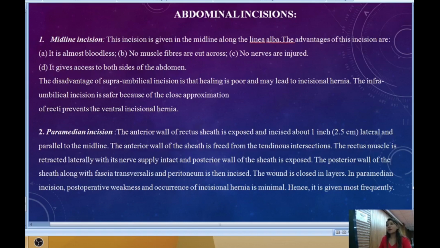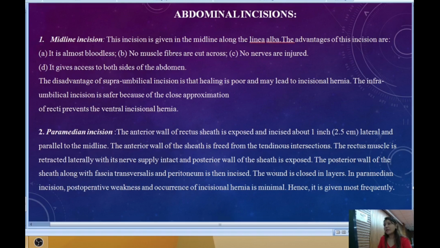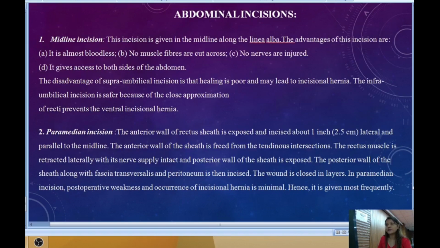Now we come to the abdominal incisions. We have midline incision, paramedian incision, McBurney's incision, Kocher's incision and transverse incision. Midline incision is given in the midline along the linea alba, and the advantage is that it is mostly bloodless, there are no muscle fibers and no nerves are injured, and it gives access to both sides of the abdomen. So this is the upper midline and this is the lower midline incision.